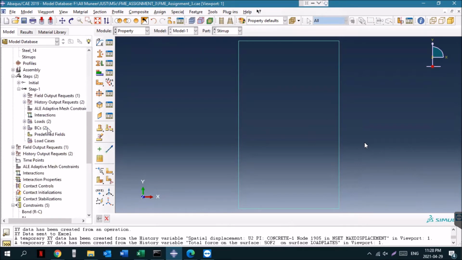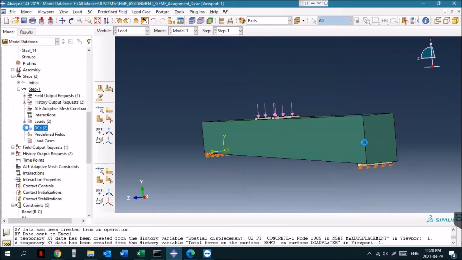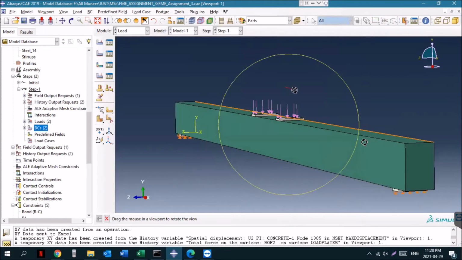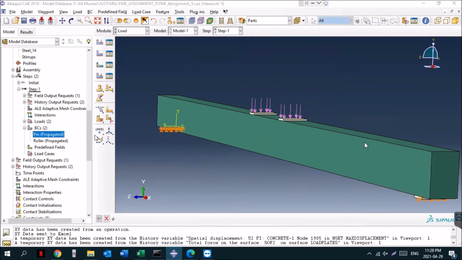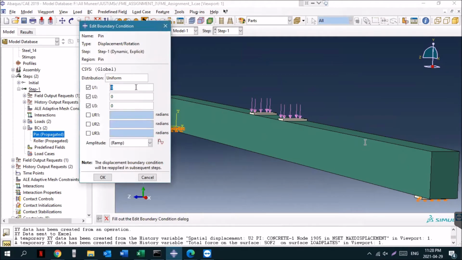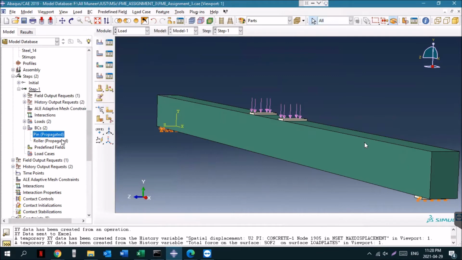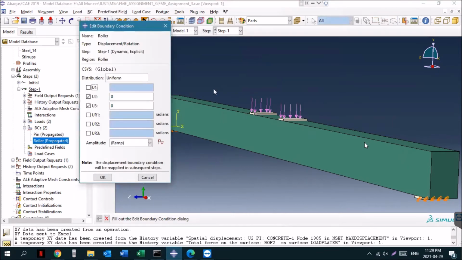After that, I worked on the boundary conditions. As for the boundary conditions of this beam, we have a pin right here. The pin will restrict the movement in the 3 directions and will allow the rotation, while we have a roller here to the right that will prevent the movement in the Z and Y direction, and it will allow movement only in the X direction, and it will allow rotation as well.